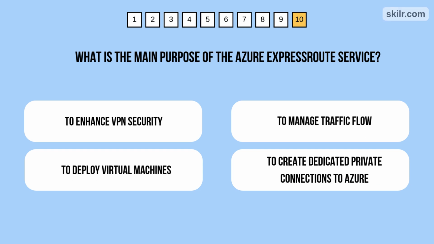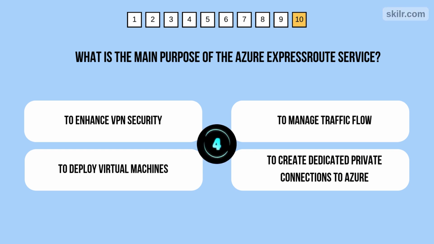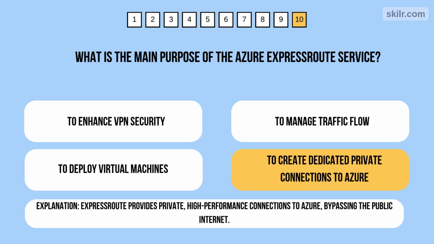Question 10. What is the main purpose of the Azure ExpressRoute service? The answer is to create dedicated private connections to Azure, as ExpressRoute provides private, high-performance connections to Azure, bypassing the public internet.